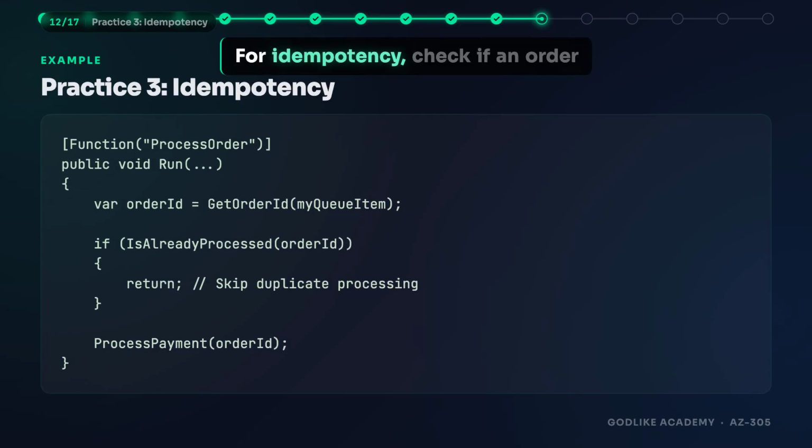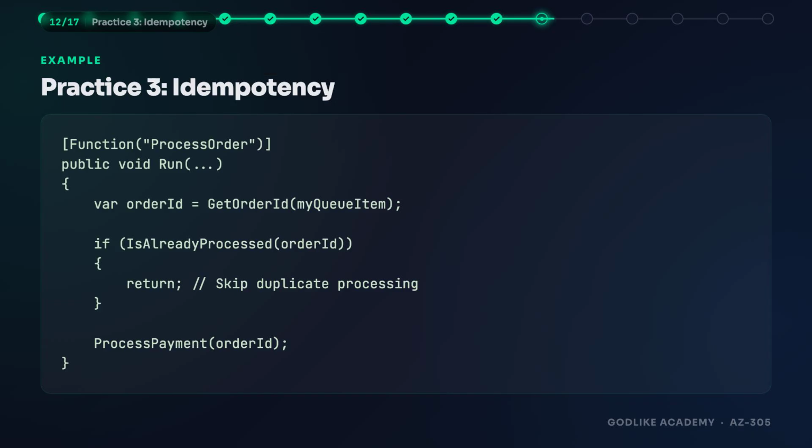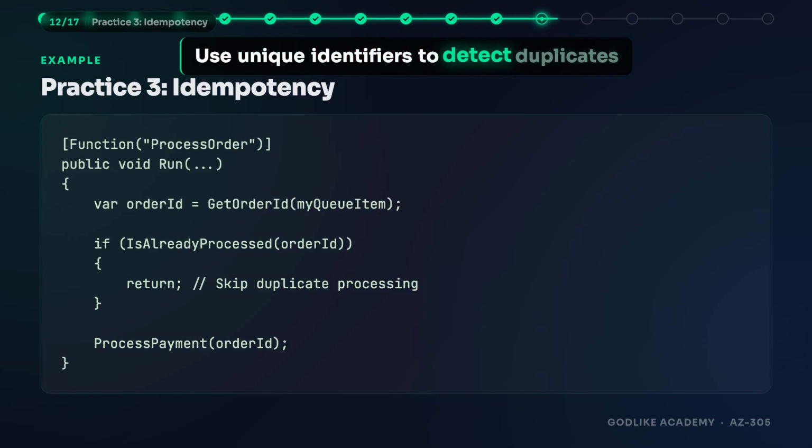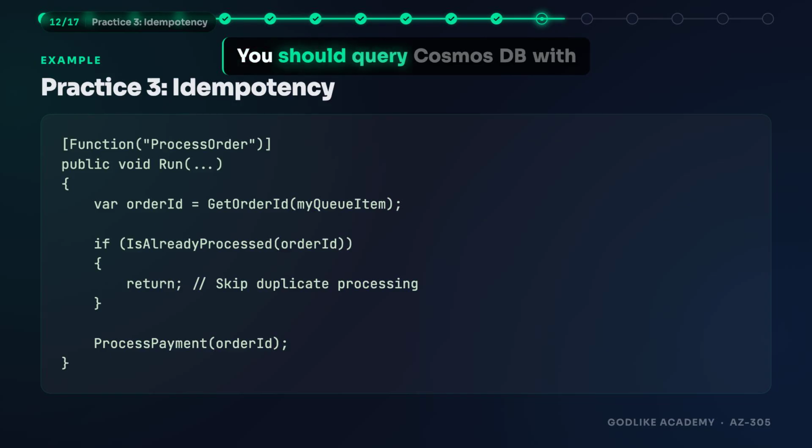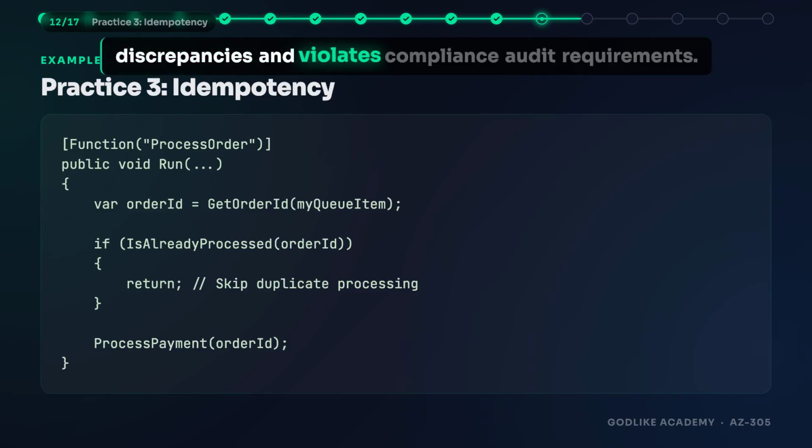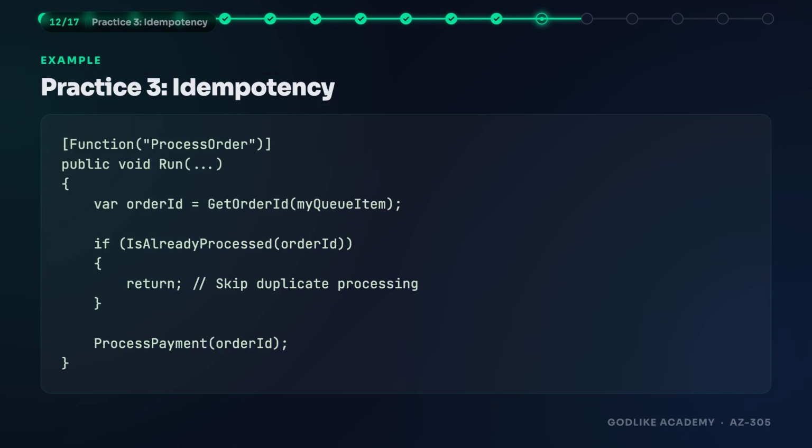For idempotency, check if an order has already been processed before charging a card or updating a database. Use unique identifiers to detect duplicates and skip redundant work immediately. You should query Cosmos DB with consistent read mode to verify state accurately. Failing to verify state causes financial discrepancies and violates compliance audit requirements.